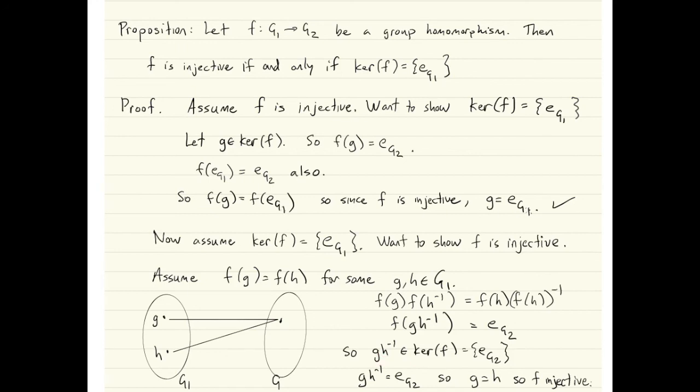Remember, the kernel are those elements that are sent or mapped by f to the identity element. And so this means that since we're assuming that the kernel of f consists just of the identity element of G1, that means that g h inverse is equal to the identity element of G1. And from that we get that g is equal to h. And so f is injective. These two elements g and h are actually equal to each other.